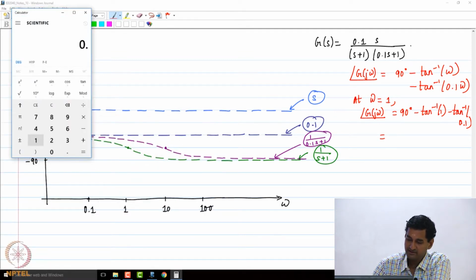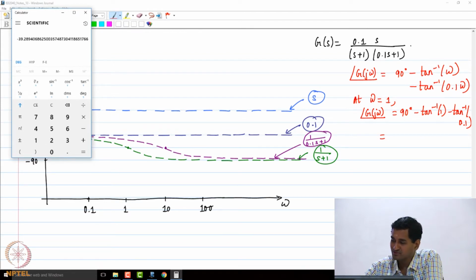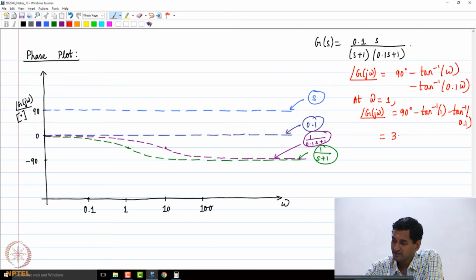So, if I calculate tan inverse of 0.1, that is around 5.71 degrees, right. So, 5.71 plus 45, okay, that is going to be the one. So, I subtract it from 90, I get 39.29, right. So, that is what I have. So, I get 39.29 degrees, okay, as the value at omega equals 1.